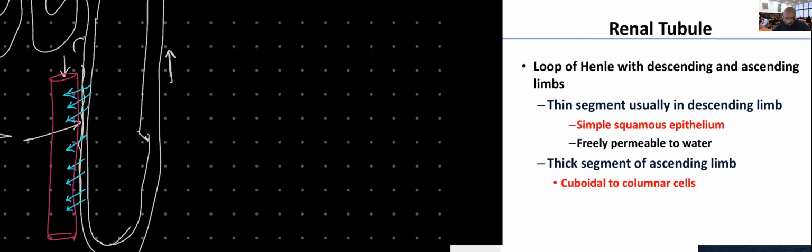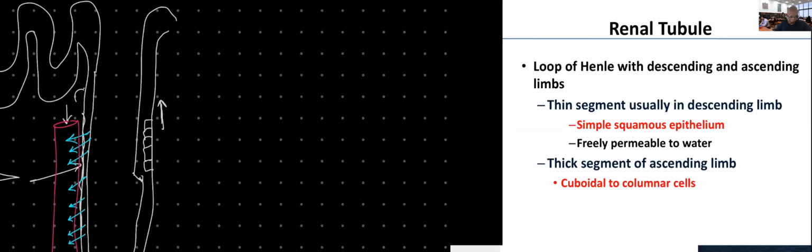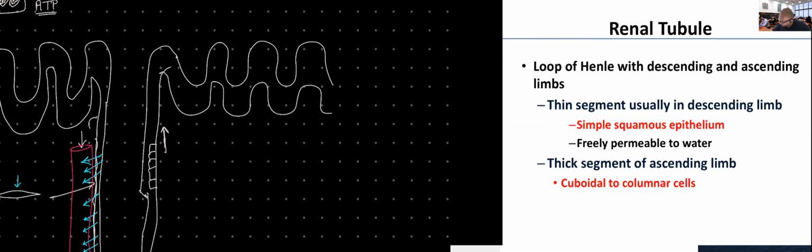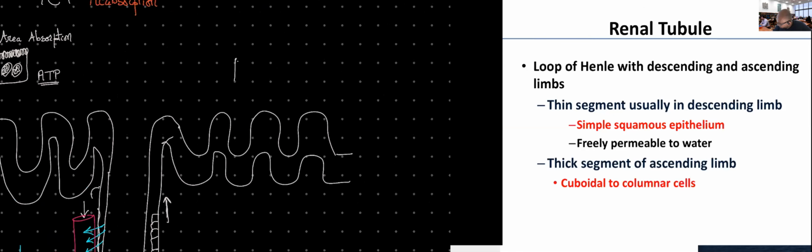Compared to the distal part of my ascending limb, the cells will be cuboidal to columnar in size. Moving on to the distal convoluted tubules. The distal convoluted tubules are also going to be lined with simple cuboidal epithelium like the proximal convoluted tubules, but they have much less microvilli.